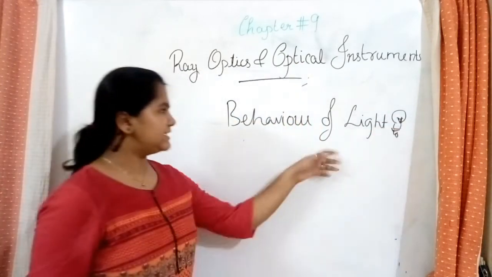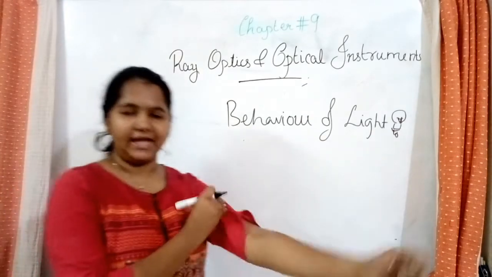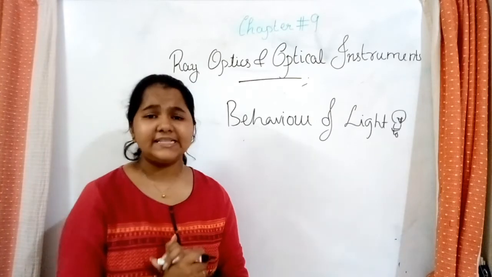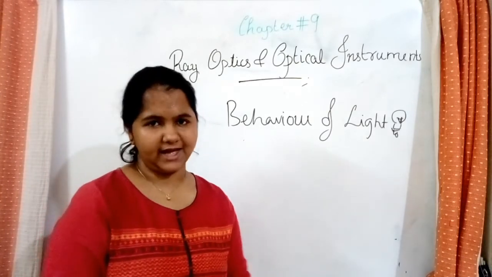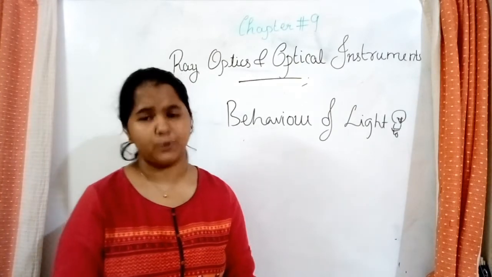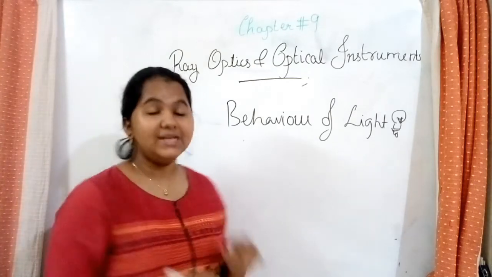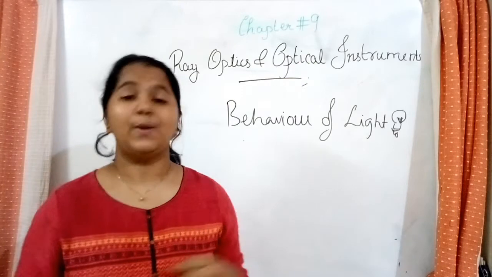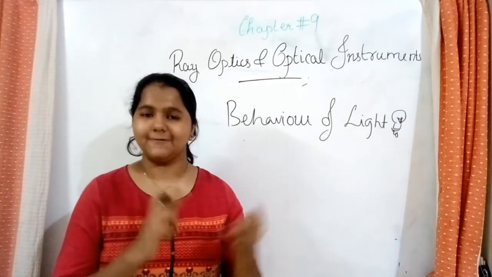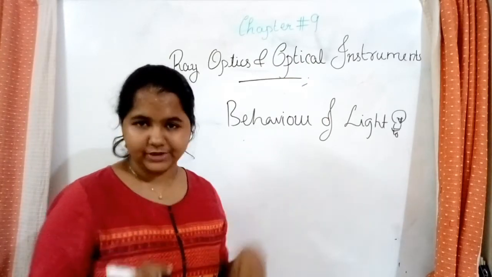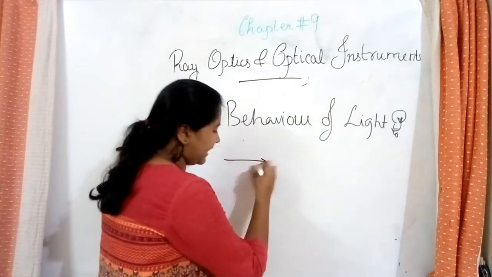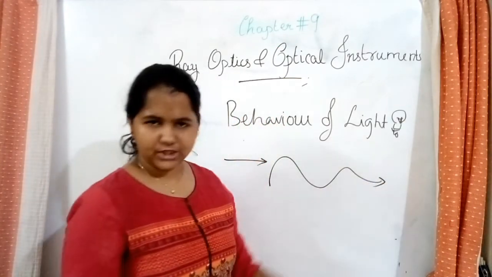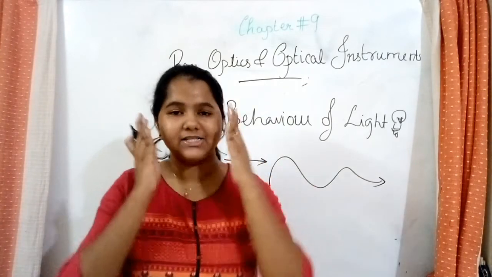So let's see, what is the behavior of light? We've always learned about something known as rectilinear propagation of light. What is rectilinear propagation of light? We know light always travels in a straight line. In our lower classes, when we learned about reflections, refractions, etc., how did we draw lines? We drew straight lines. Or did we draw something like this? Was this the light ray? No, we always said it's a straight line.